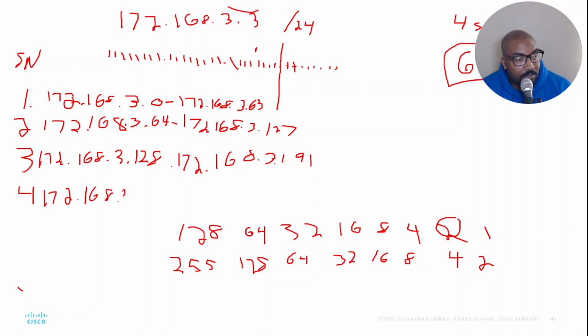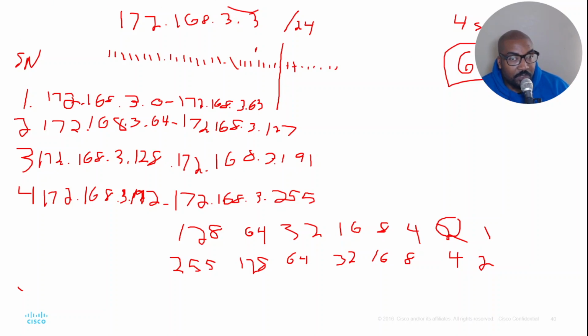172.168.3.0. Oh, 3. .128. I'm sorry, not 128. .192. I'm sorry, 192, because we left off on 191. You see that there. Through 172.168.3.255. Okay? Now, watch this very carefully.